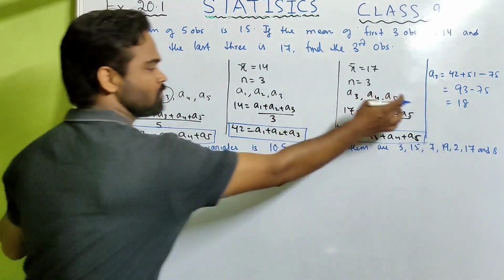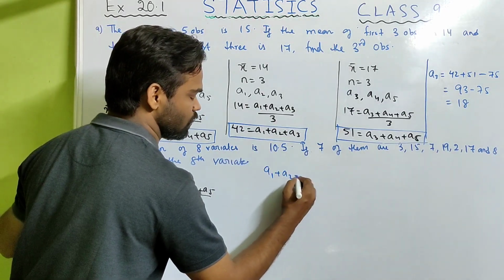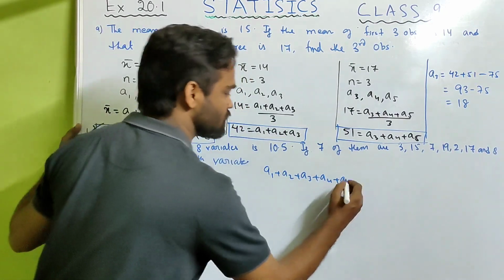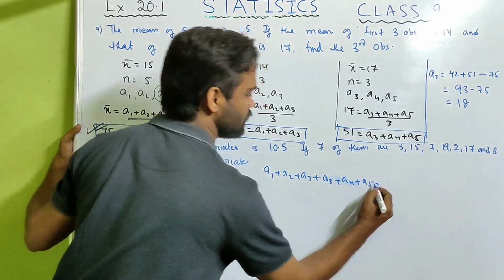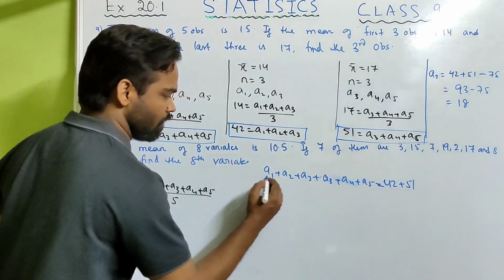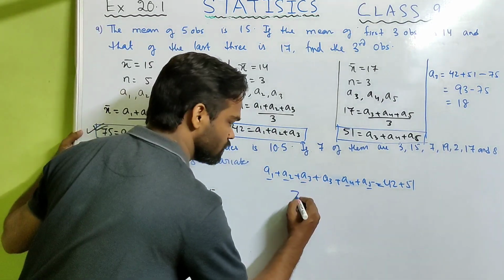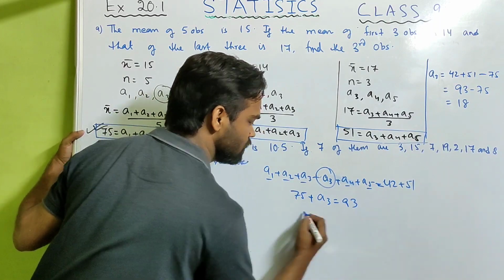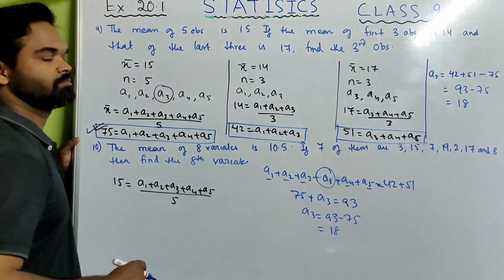Okay. What I meant to say over here, see, if you add these two, what do you get? A1 plus A2 plus A3 plus A4 plus A5. Okay. Plus A3, sorry. A3 will be twice. A3 plus A4 plus A5. When you add these two, that is 42 plus 51. Now, A1 plus A2 plus A3 plus A4 plus A5 is already 75. So 75 plus A3 will be 93. So A3 will be 93 minus 75, which is 18.